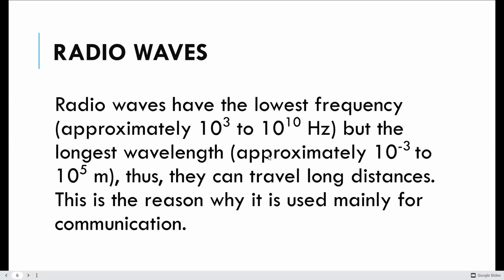This is the reason why it is used mainly for communication, just like what we were using last event. We're using a radio phone. Radio phones use the lowest frequency, and of course because it has the longest wavelength, it can travel far. That's the main reason why we can communicate within a certain range.